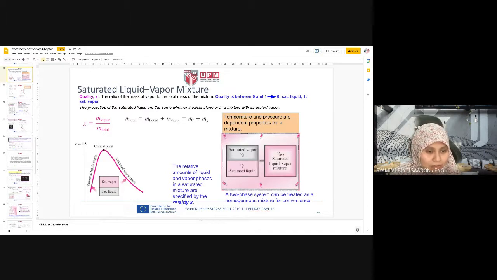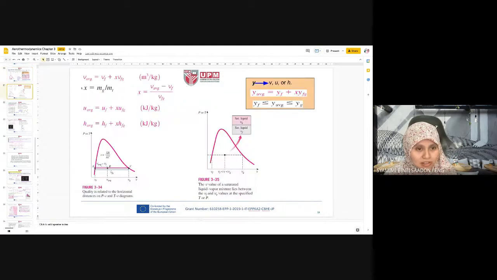So we have X equals M vapor over M total. M vapor is 2 kilogram, and the total is 10, so X is 0.2. Then we use this one, V average, to get the volume of the tank.